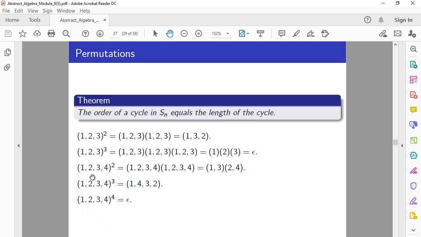So if I have a single cycle, when I square a cycle, what happens is that each element is assigned to the next one by skipping. Basically 1 goes to 3 by skipping 2 here, and then 3 skips 4 and goes back to 1, and so on.